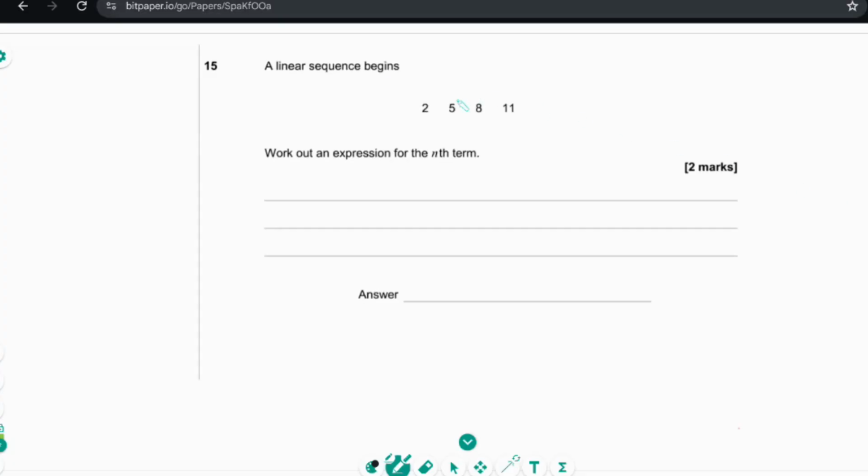15. A linear sequence begins 2, 5, 8, 11. Work out an expression for the nth term. Well, it's going up in threes. So we know it's like the 3 times table, so it starts off as 3n. I write down the 3 times table underneath. Can you see the numbers in my sequence are 1 less than the 3 times table, so it's 3n take away 1.